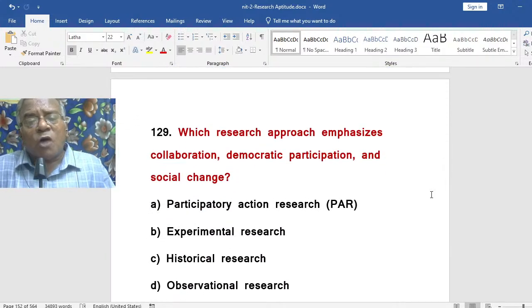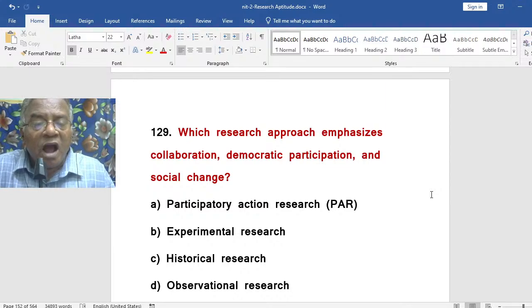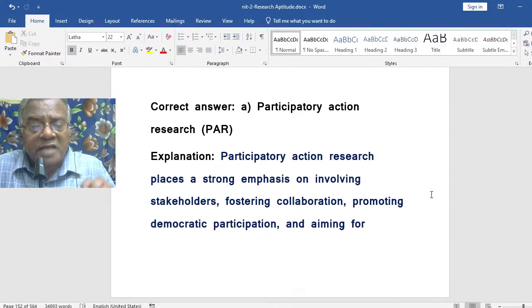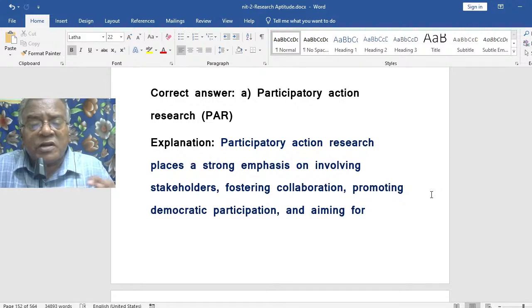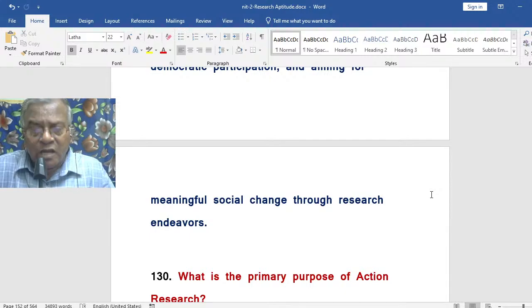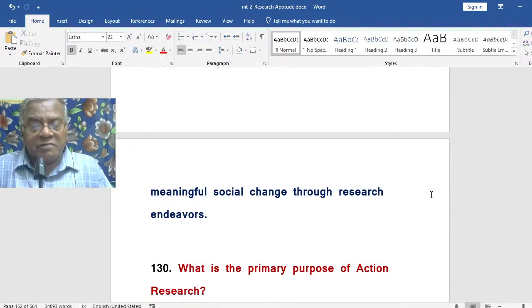Which research approach emphasizes collaboration, democratic participation and social change? That is participatory action research. Participatory action research places a strong emphasis on involving stakeholders, fostering collaboration, promoting democratic participation and aiming for meaningful social change through research efforts.